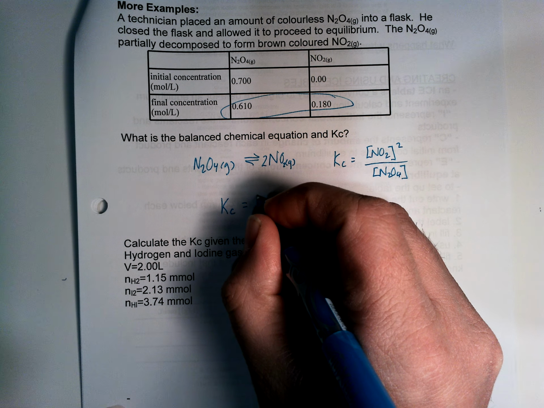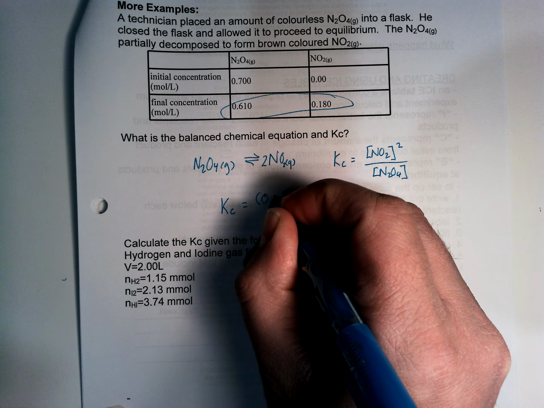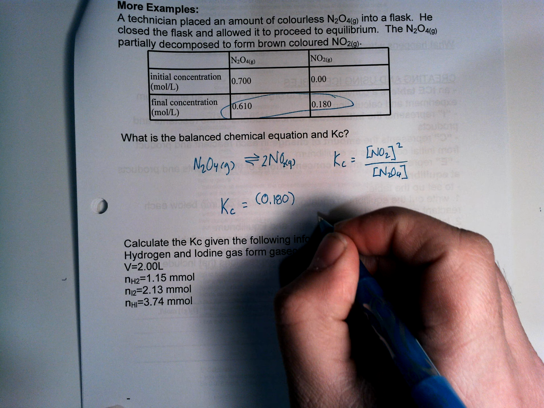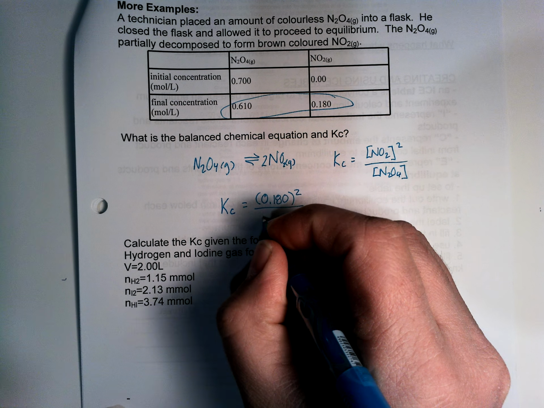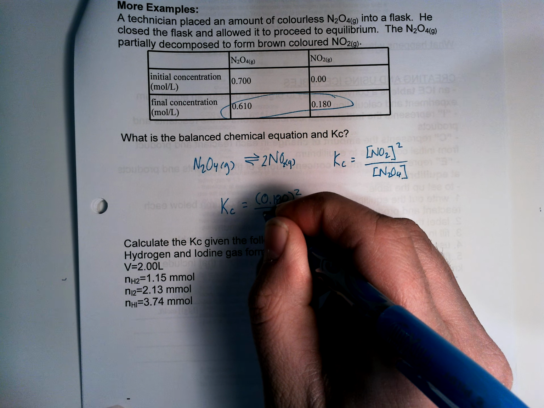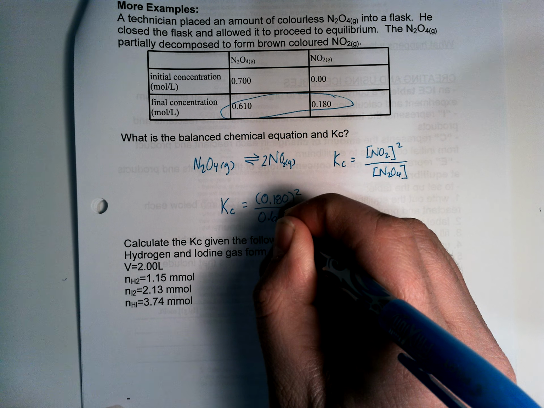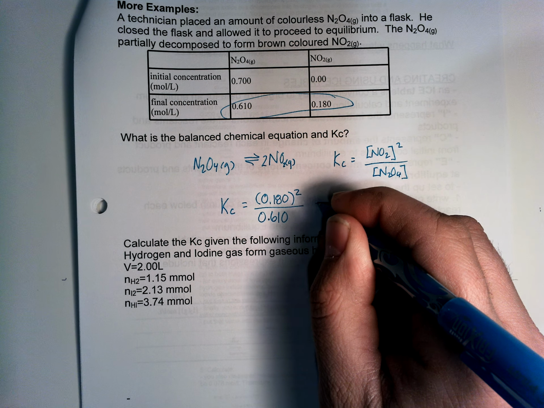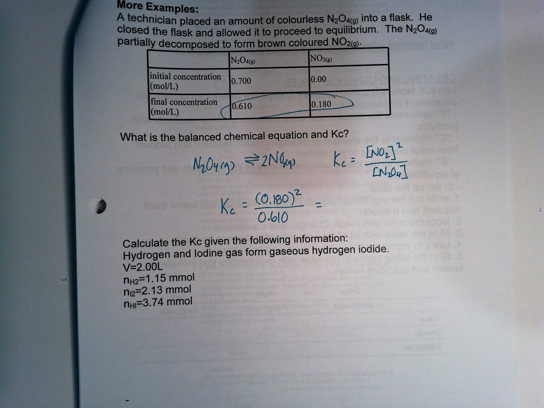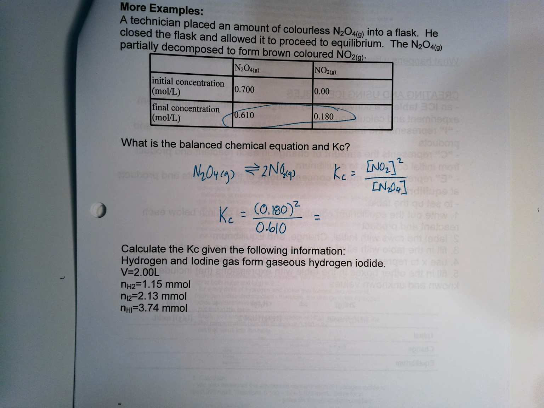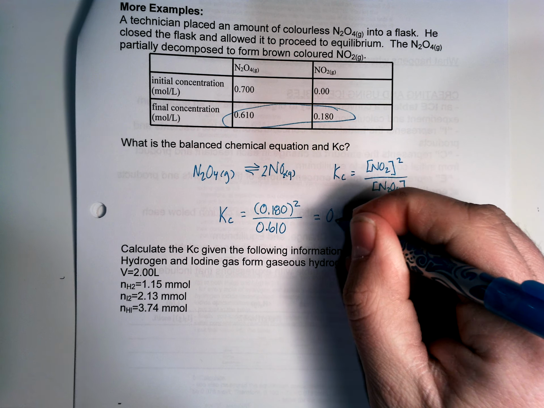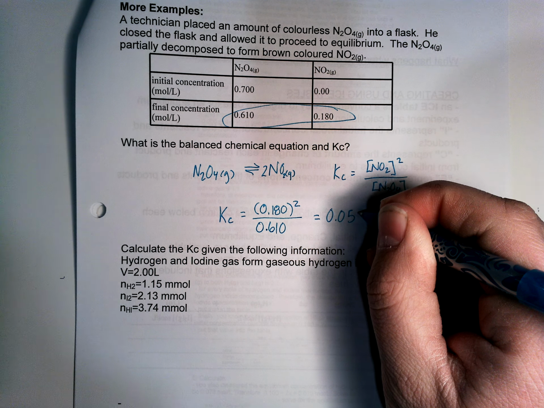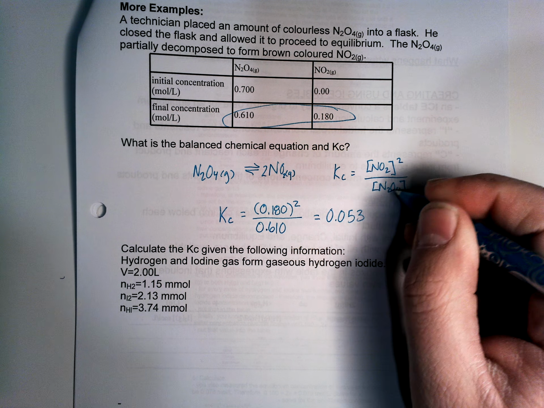But right now, we got 0.180 squared over 610. And so our answer is 0.0531. We got 3 significant digits, right?